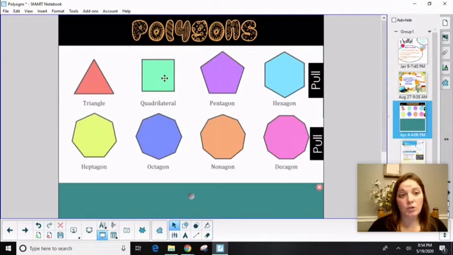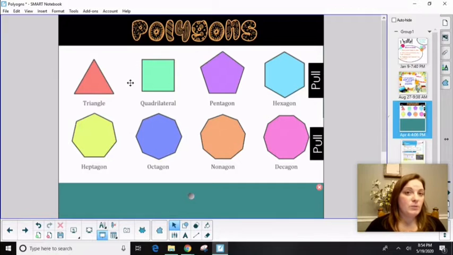This one's called a quadrilateral. And how do they get these names? Why is this a triangle? Why is this a quadrilateral? Well, it's based on the number of sides and angles that they have. So a triangle has three sides, 1, 2, 3, and 3 angles. A quadrilateral has 4 sides and 4 inside angles.